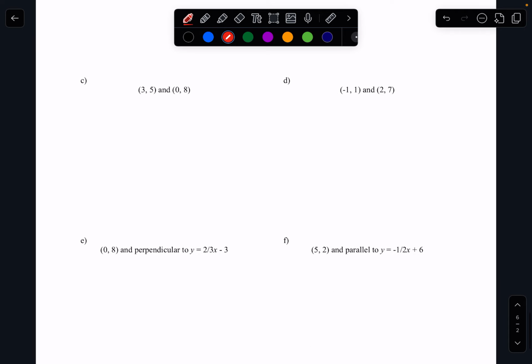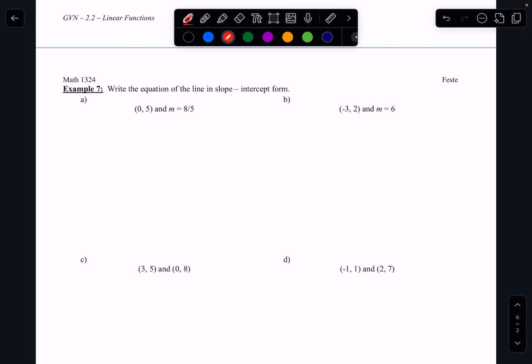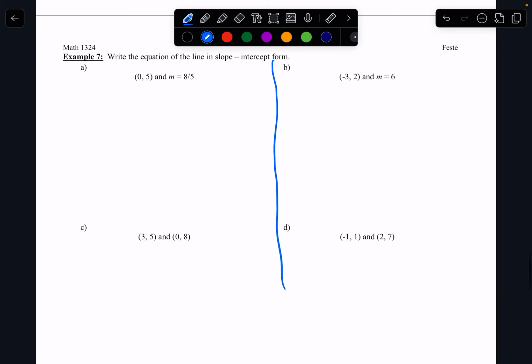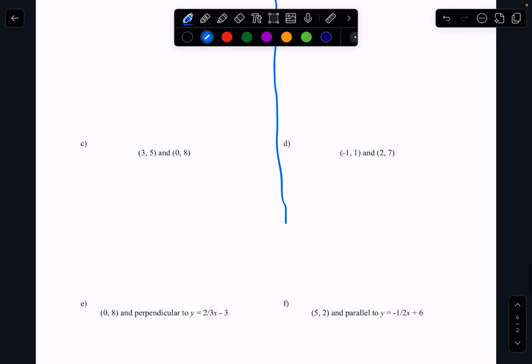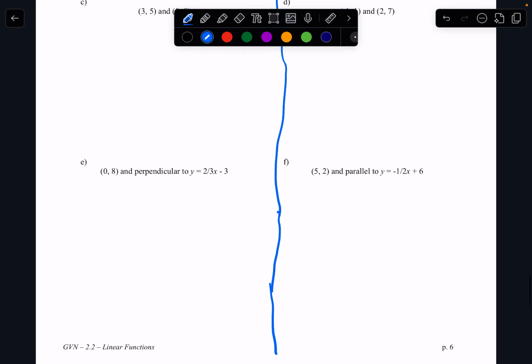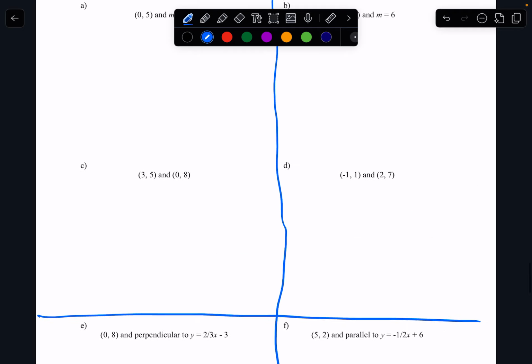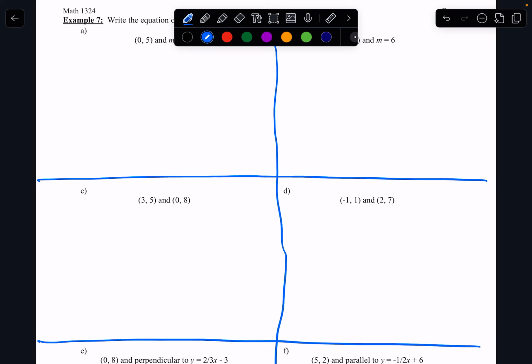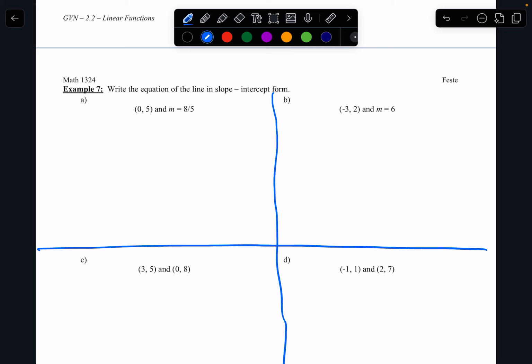So for example 7, we've got problems that are in point slope form. Let me just do this so that I might hopefully not cross lines. We'll see. That's not guaranteed. Okay, so our first one, we have a point and we have a slope. We need to write these in slope-intercept form, which is y equals mx plus b.